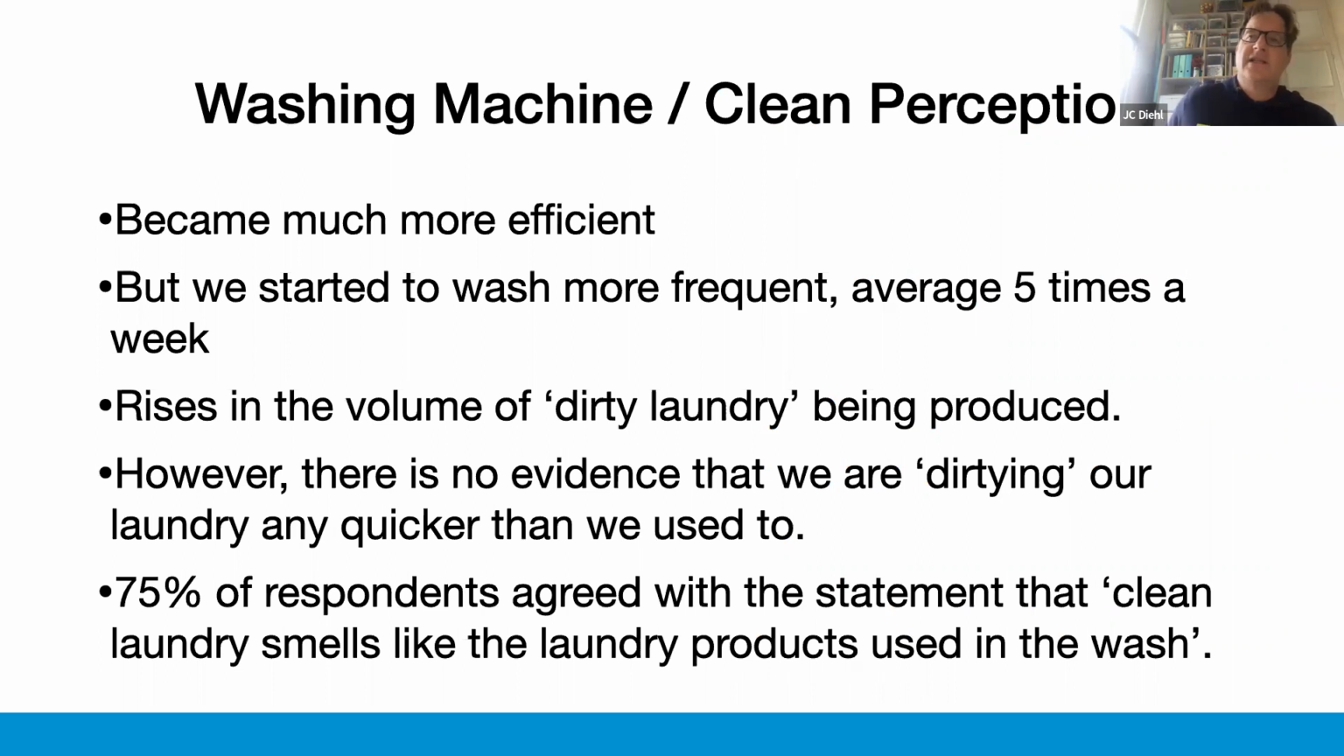And then, of course, there is a more emotional part. The good thing about washing machines is that they became much more efficient over time. They use much less electricity and much less water than ever before. But on the other side, we started to wash more and more frequently. On average, a household is using the washing machine 5 times a week. And that means there is a big rise in the volume of our dirty laundry. However, there's no evidence that we are getting more dirty in our daily life.